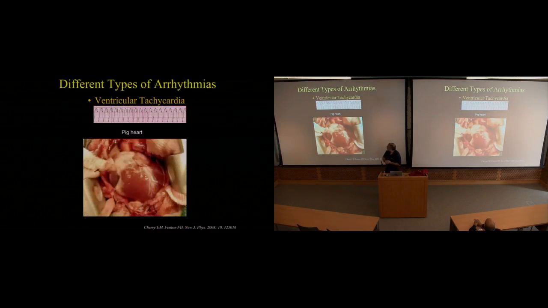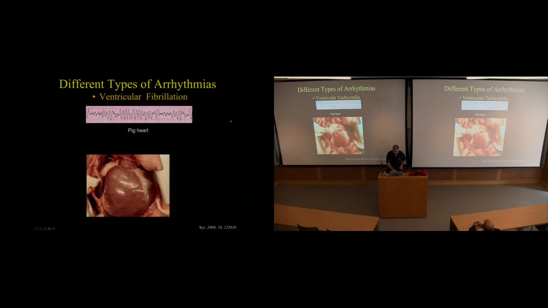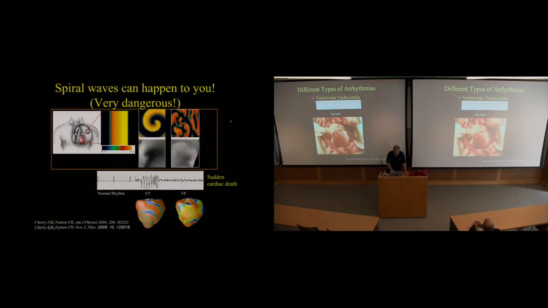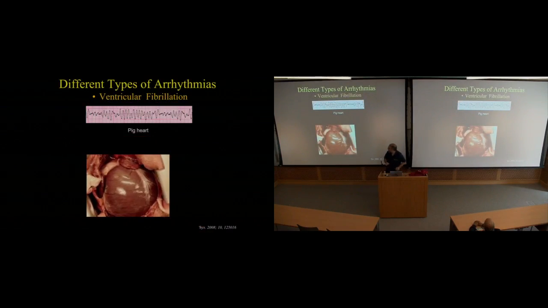So this is an example with a pig heart. It's not going to play. Well, this is the one from fibrillation. So you see it now. Actually, the spiral wave is just shivering. So that produces the fibrillation in the heart.